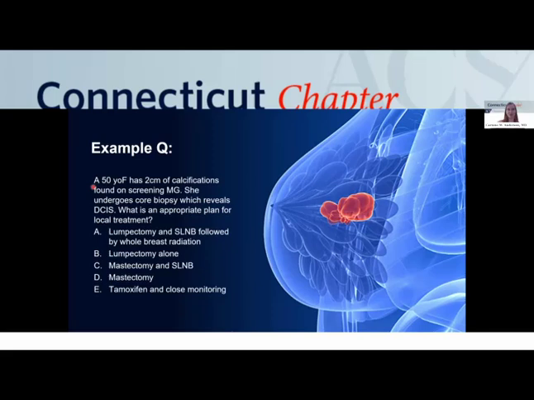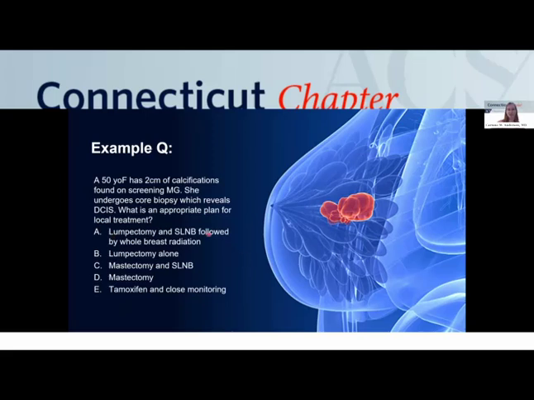So starting off with an example question. A 50-year-old female has 2 centimeters of calcifications found on screening mammogram. She has a core biopsy that shows DCIS. What's the appropriate plan for local treatment? Now you can look at this whole list and say, I've seen all of these done at my institution, but remember there is always a best answer.